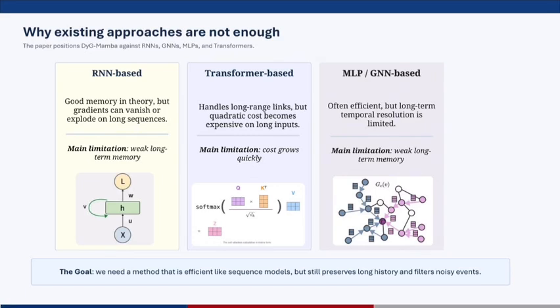The main limitation for RNN-based and GNN-based approaches is weak long-term memory, but for transformers, the cost grows very quickly as the input sequence length grows. The goal is that we need a method that is efficient like sequence models such as RNNs, but still preserves long history and filters noisy events.